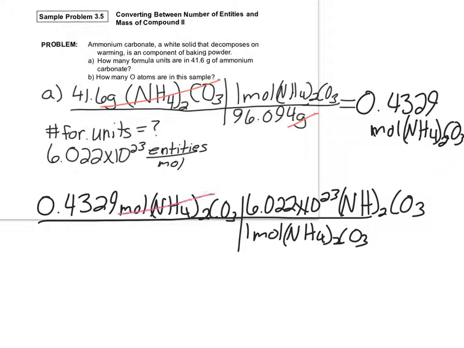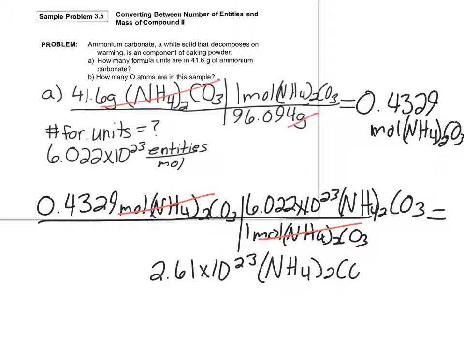And let's check our units. I've got moles divided by moles. They're going to cancel out. And let's see what our answer is going to be. So that number times Avogadro's number, and I got 2.61 times 10 to the 23 NH4, and I didn't put my 4 there. Let me put that there so I don't confuse you. 2 CO3 formula units for A part.